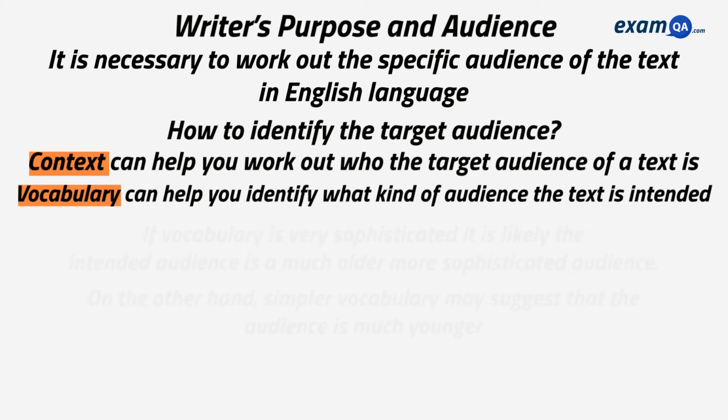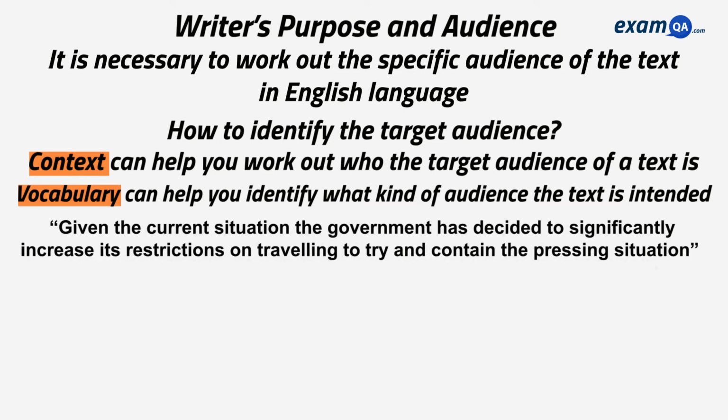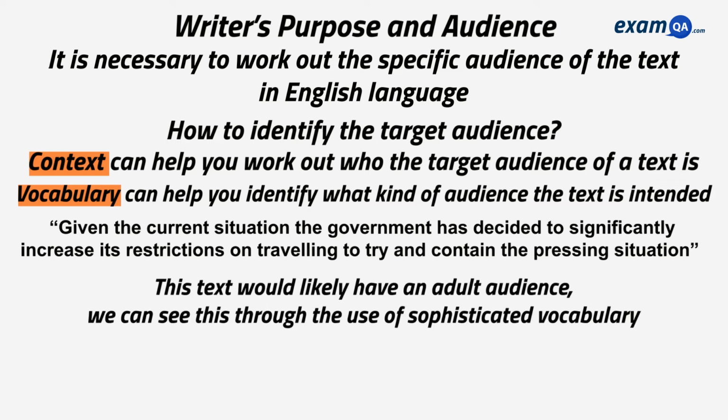For example, the text, given the current situation, the government has decided to significantly increase its restrictions on travelling to try and contain the pressing situation. This text would likely have an adult audience, as we can see that there is a lot of sophisticated vocabulary here used that wouldn't be suitable for a younger audience or an audience who is perhaps not as educated, as they may fail to understand some of the vocabulary.